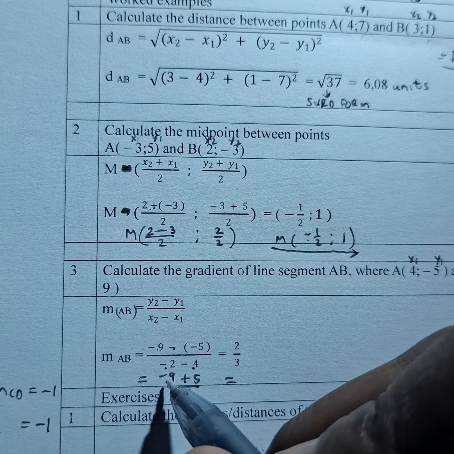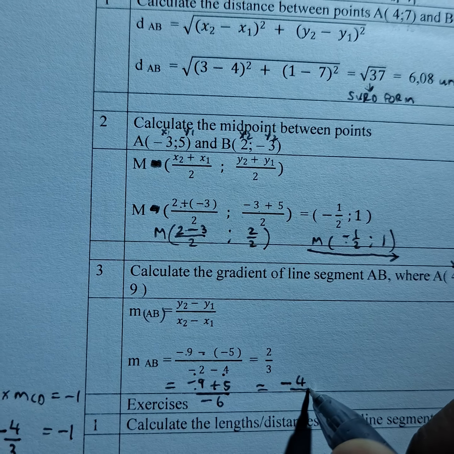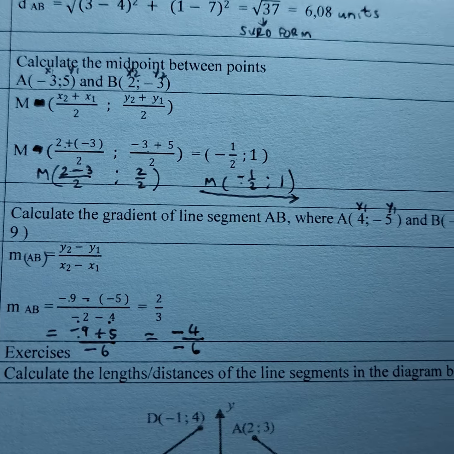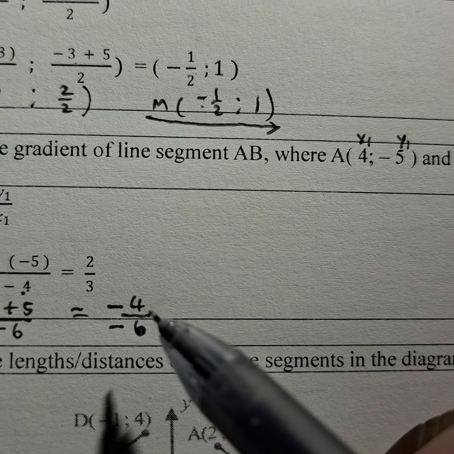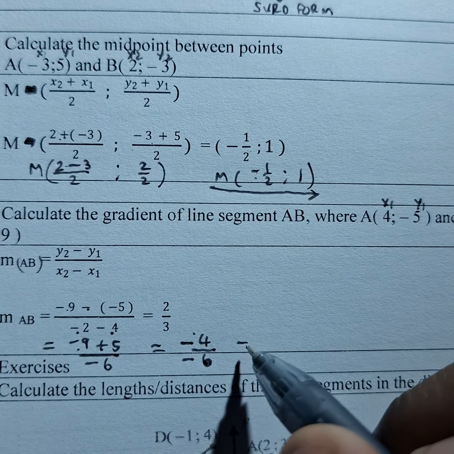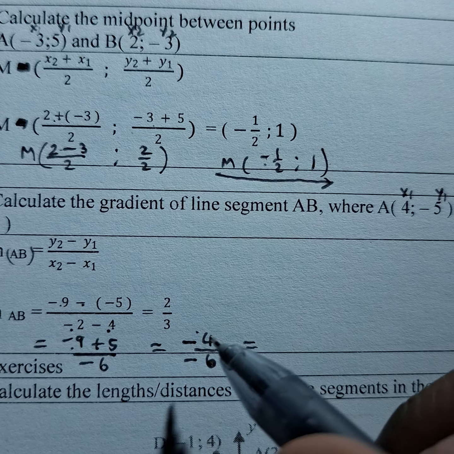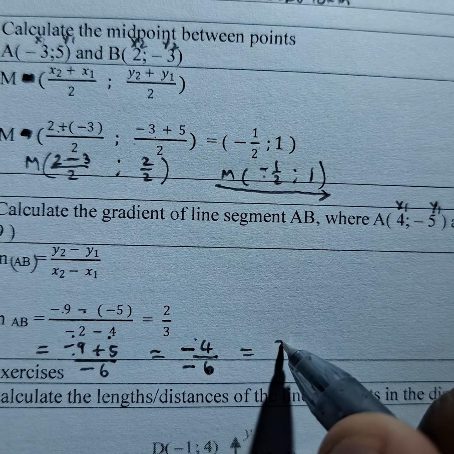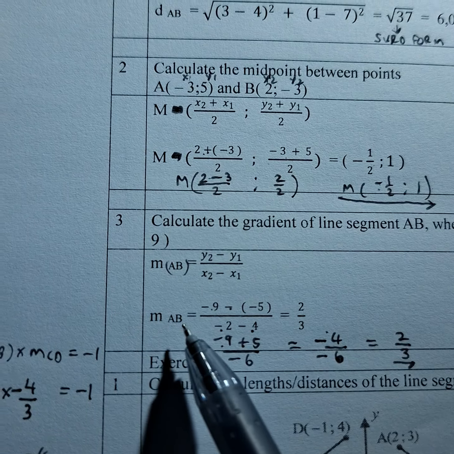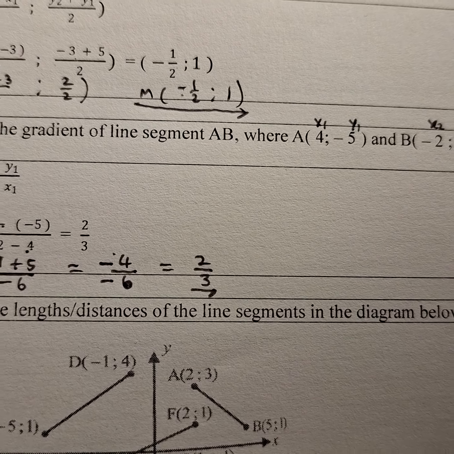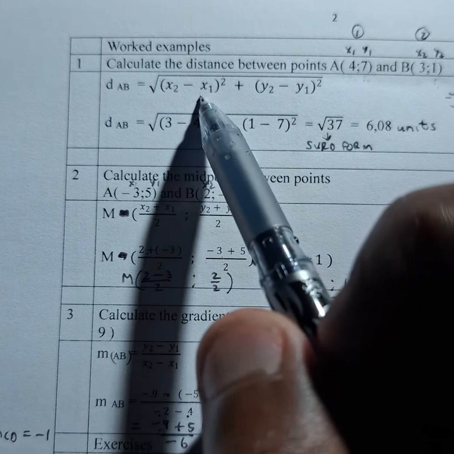Let's continue. What's negative 9 plus 5? That gives you negative 4 over what? Over negative 6. Very important. Negative 6. Then negative divided by negative gives you what? A positive. Then 4 divided by 6. Now if you use your Casio calculator and you say 4 divided by 6, you will get a simplified answer of 2 over 3. This is the gradient of AB. It is equal to what? 2 over 3.